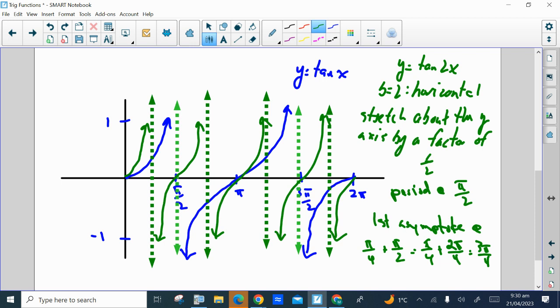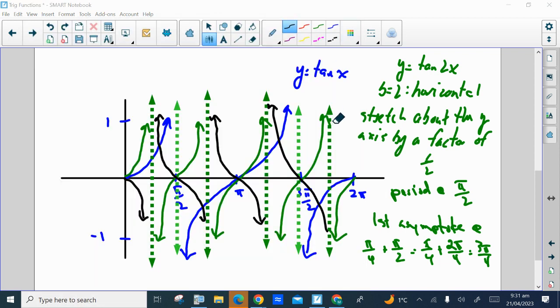And then for negative tan 2x, the graph will just be reflected over the x-axis. So in black is negative tan 2x. It's just reflected over the x-axis. And so it would look something like that.